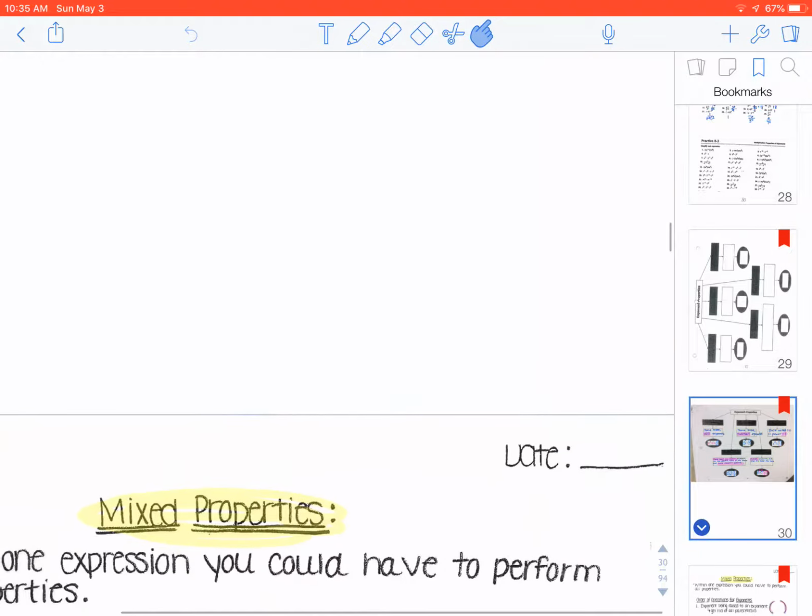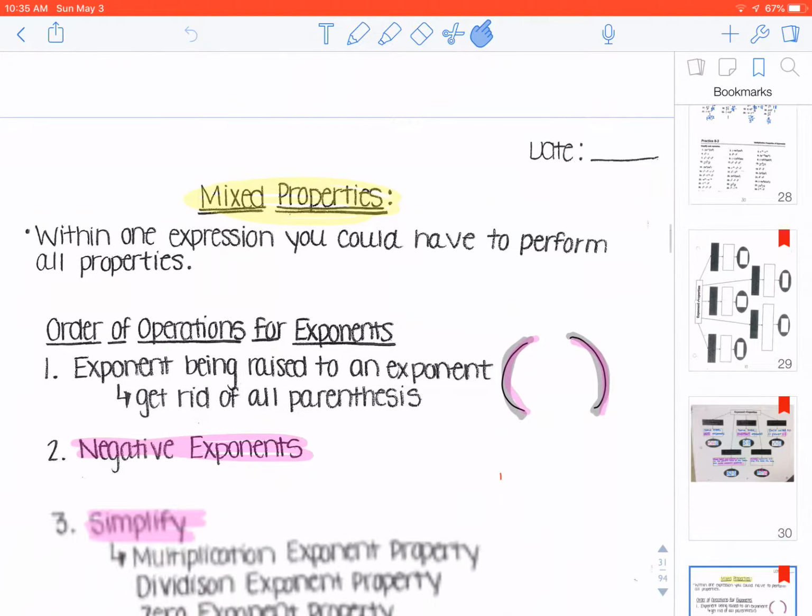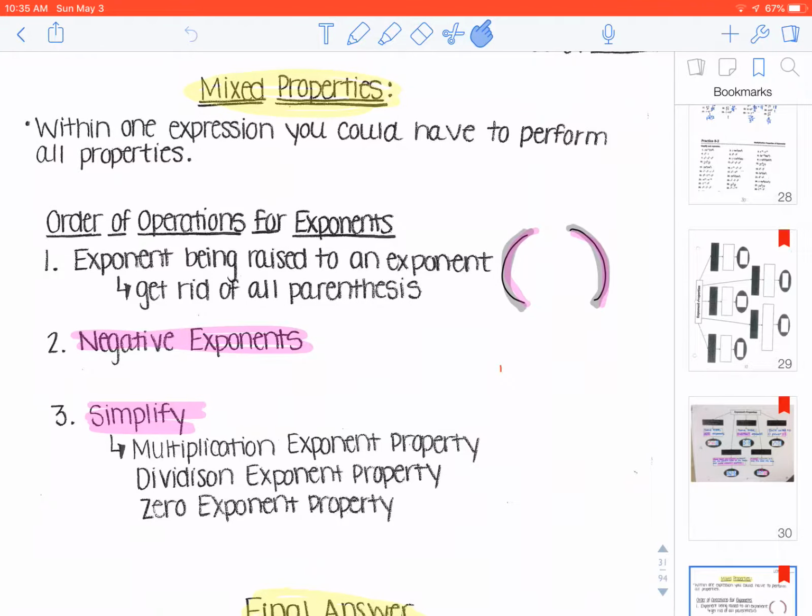Okay, so again, that's a review of all 5 properties that we've gone over. I am now going to review the order of operations for all exponent problems. So this is already written for you. I want you just to listen to the summarized portion that I gave you that will simplify this for you. We will then go over some example problems combining all 5 properties.